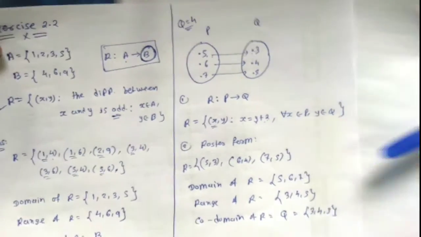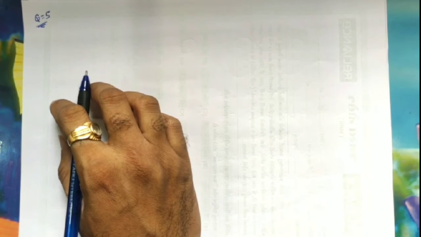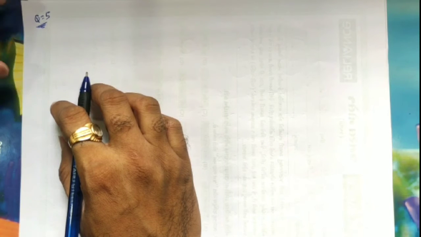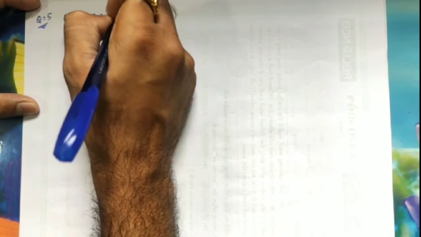Now question number 5. In question number 5 we are given, let set A equal to 1, 2, 3, 4 and 6, है ना. 5 नहीं दिया है, जल्दबाजी में हम क्या करते हैं, 5 भी लिखते हैं. It's 1, 2, 3, 4 and 6. 5 is missing, है ना. देखो 1, 2, 3, 4, 6.